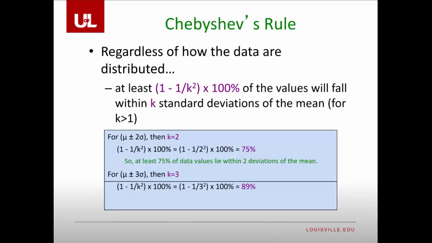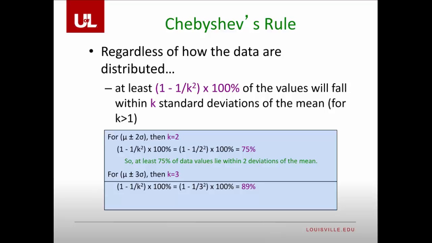Okay, but what about non-symmetric distributions? In this case, we use Chebyshev's rule. Regardless of how the data are distributed, at least 1 minus 1 over k squared times 100% of the values will fall within k standard deviations. So here k is the number of standard deviations we're considering, for k greater than 1.